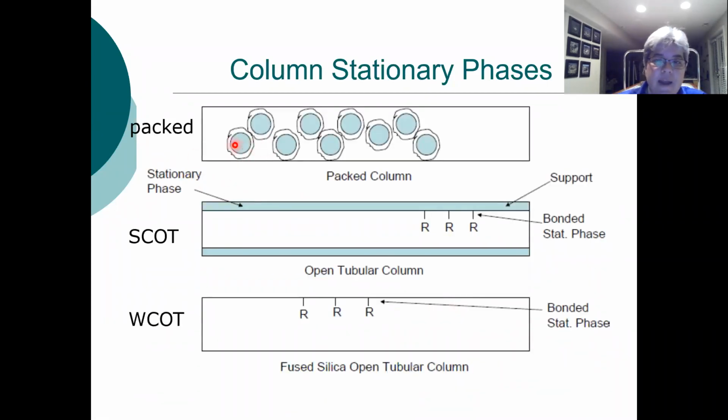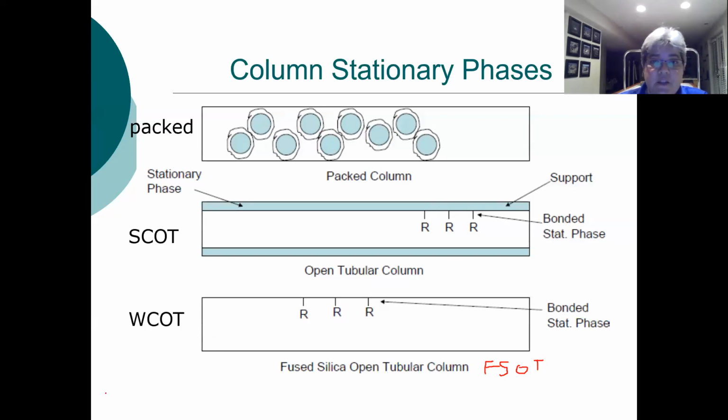So remember packed, we have this support and then this white film, that's your stationary phase. So this is what a packed column would look like. All right, and then we have the support coated open tubular. So here you put a support on the column wall, and then this R group, that's the stationary phase. And in the wall coated, this is where I put the stationary phase directly on the wall. And notice that this wall is a fused silica. Sometimes you'll see this called a fused silica open tubular for that.